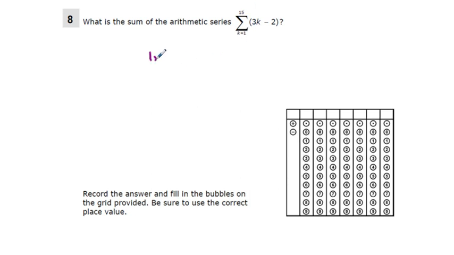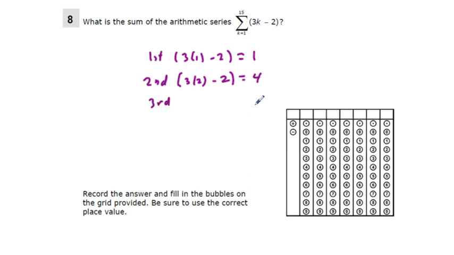So our first term that we are going to calculate is we're going to put in 3 times 1 for k minus 2. And that's going to be 3 minus 2, which equals 1. Our second is going to be 3 times 2 for k minus 2, which is going to be 6 minus 2, which equals 4. And we could go on for the third term and so on up to 15. Well, that's a way to do it. We can find that final term, find the average using the formula in the formula chart.